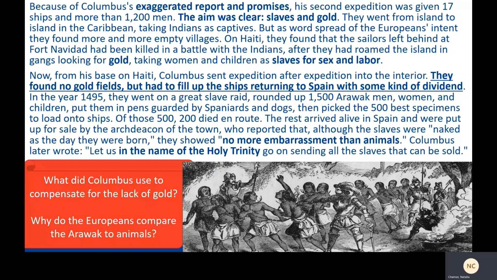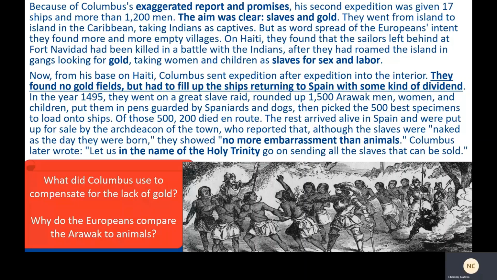Because of Columbus's exaggerated reports and promises, his second expedition was given 17 ships and more than 1,200 men. The aim was clear: slaves and gold. They went from island to island in the Caribbean, taking Indians as captives. But as word spread of the Europeans' intent, they found more and more empty villages.